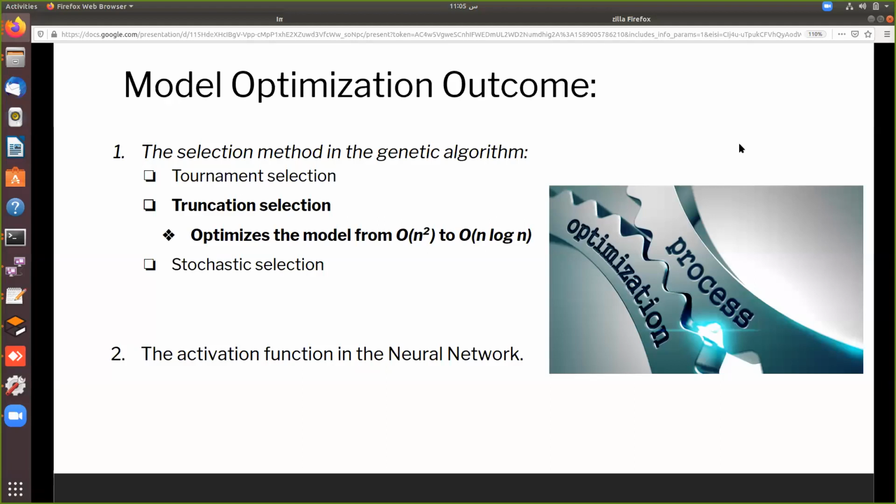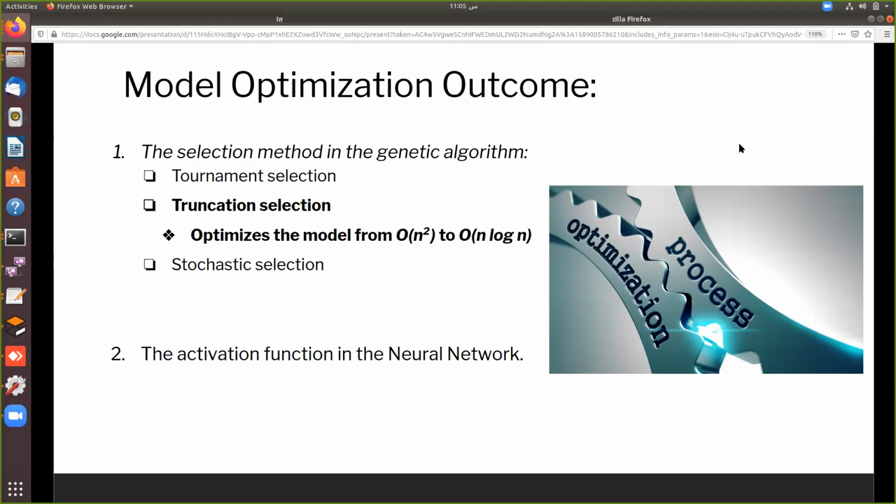In the truncation selection, the candidates are organized by fitness. Only the best candidates are chosen as parents. It's used for a big population because it derives the best solution fast. The starting point is the parameter of the truncation selection. It signals the proportion of the population to be chosen as parents and ranges from 50% to 10%. So we chose the truncation selection for our project as it optimized our model from O(n squared) to O(n log n) complexity. In the stochastic selection, we select potentially useful solutions for a combination. So it wasn't the best choice for our project.